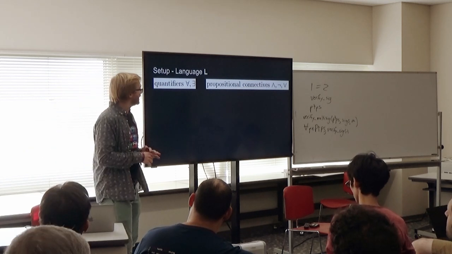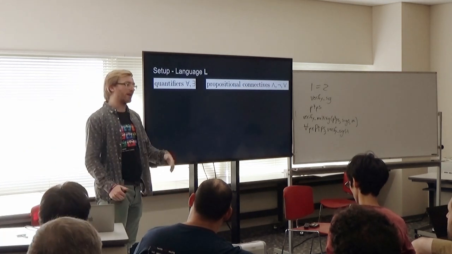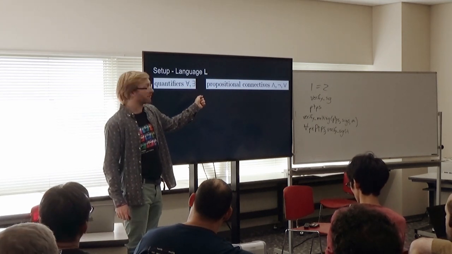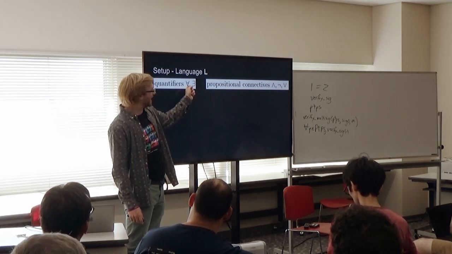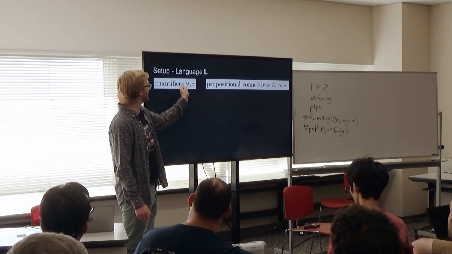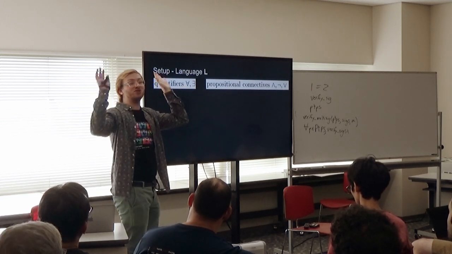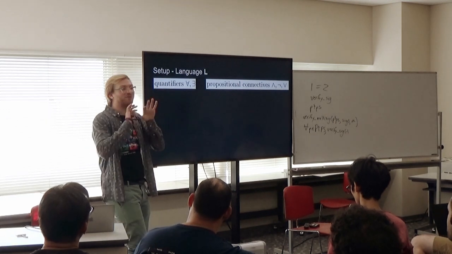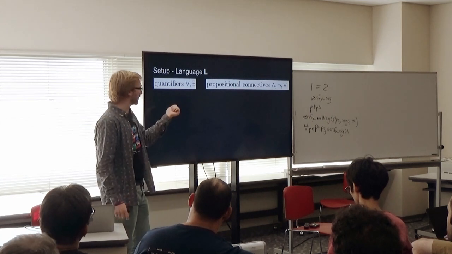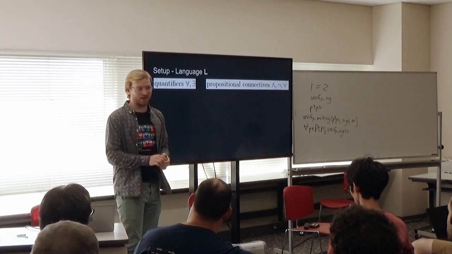Okay, so let's define this language that we're going to work with. It's a very simple first order language. These guys are called quantifiers. This one is for all, the upside down A, inverted A, or mirrored, depending on how you want to treat it. This is your for all, also known as universal quantification. This is exists, the dual of for all, existential quantification.